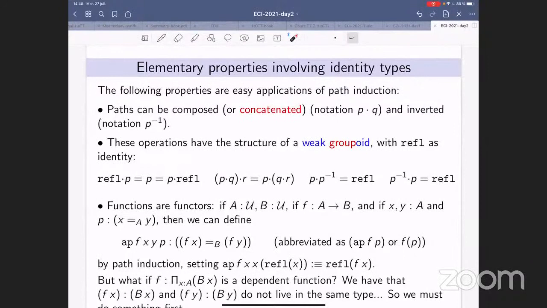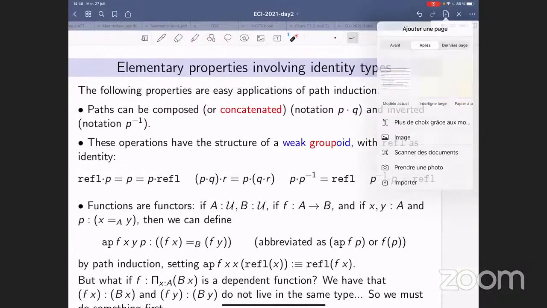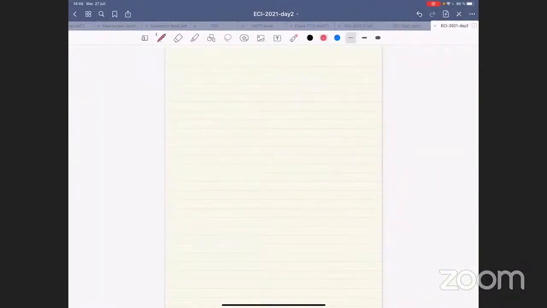So maybe I should repeat the picture of yesterday here. Yesterday I gave you this topological view where my type is A, and inhabitants of A are points. That means they have dimension 0. And then I told you that a proof that X is equal to Y, okay, this is X, this is Y, this is P, they are paths, and a path is typically a curve, and it's of dimension 1.